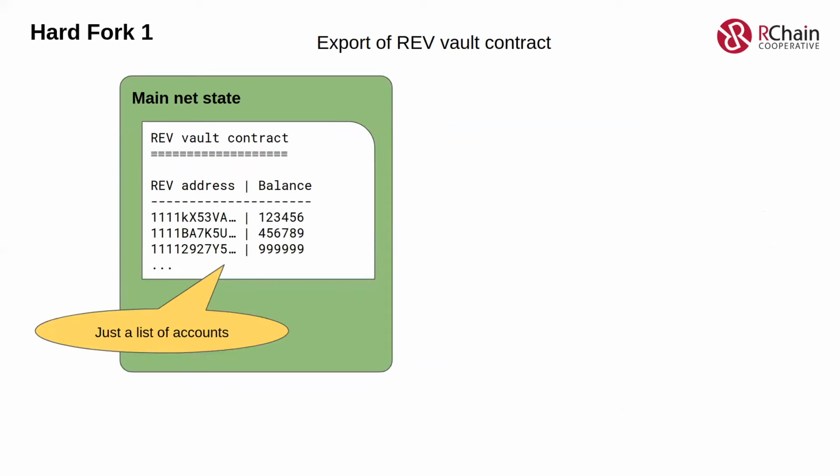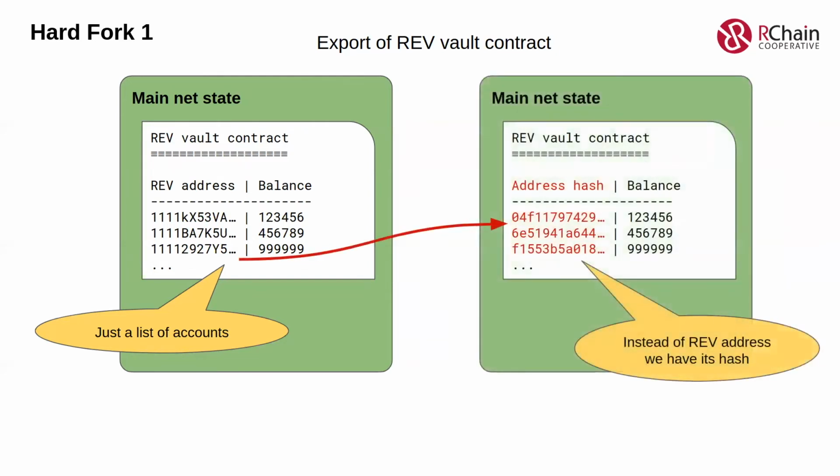So how does this first hard fork work, and what will we do? We will take the state of the existing RevVault contract. This is basically it. We will take the whole list of accounts with balances, and we will transfer this to the new state. We have one difficulty, and this is how RevVault works: we are not storing the rev addresses.